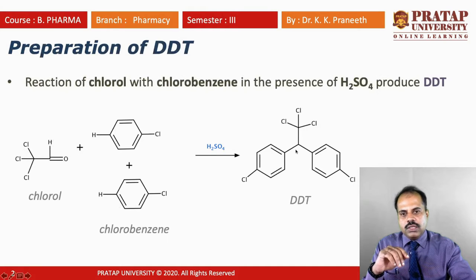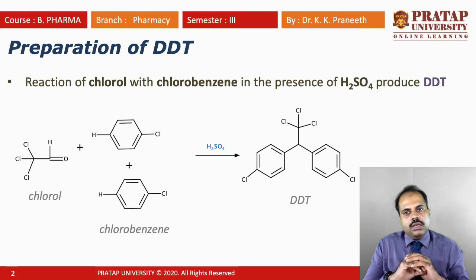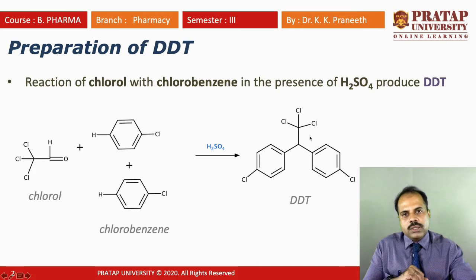So with this we finish the DDT preparation. This is how it is prepared, and we have already seen the uses of DDT. DDT is used as an insecticide, right, to kill the bugs in the agriculture process. We will now move on to the second compound in the list.